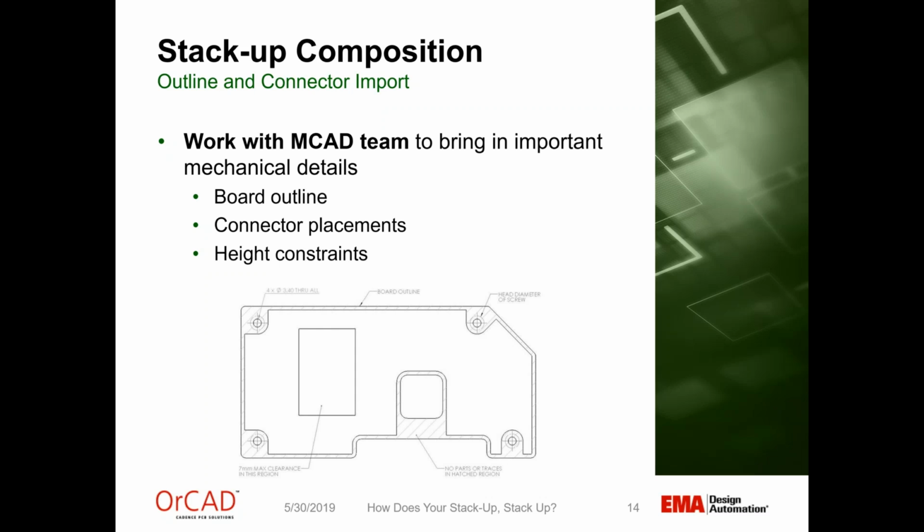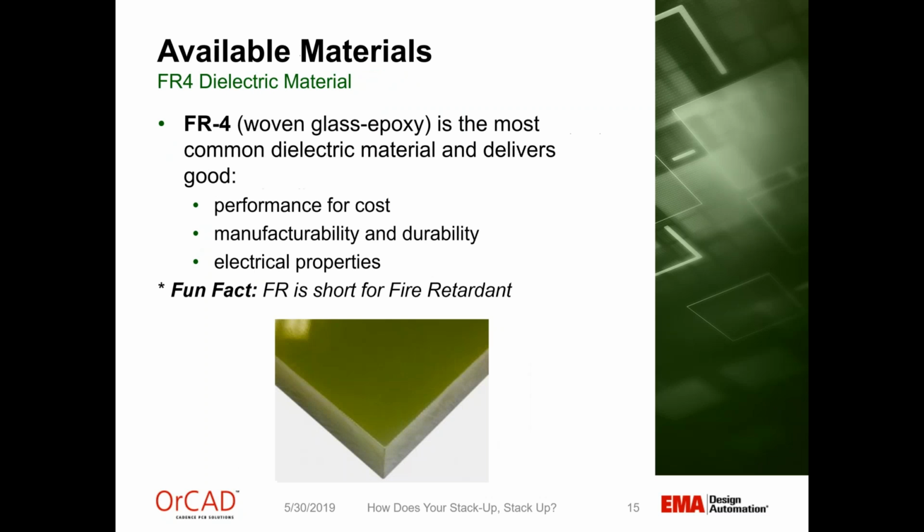Now that we know a little bit about the Stackup and how it starts, let's talk about some available materials that we're using in Stackups today. The most common dielectric material is one called FR4. It's a woven glass epoxy, and it is, as I said, the most commonly used dielectric material. It delivers good performance versus cost. It's got good manufacturability and durability and overall good electrical properties. So it's a good material overall. There are other materials that you could use if you'd like to, but this one is a good general purpose dielectric that you can use.